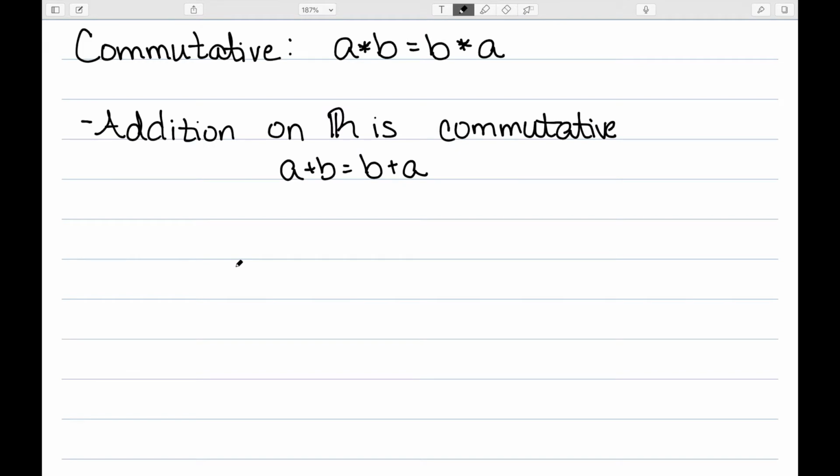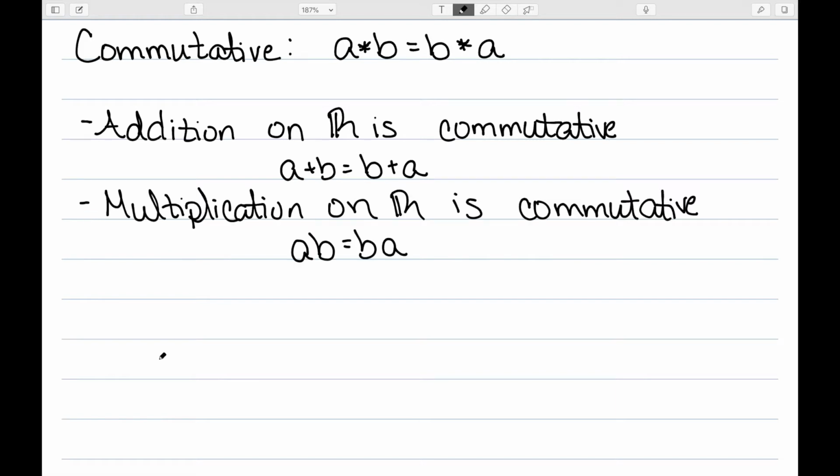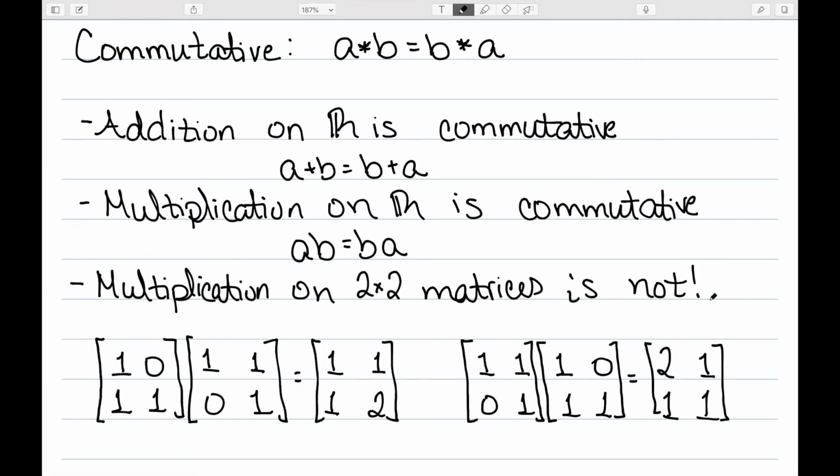Addition on the real numbers is commutative. We know that A plus B is equal to B plus A. Multiplication on the real numbers is commutative. We know that A times B is equal to B times A. However, multiplication on 2 by 2 matrices is not commutative. Here I'm going to multiply these two matrices and I get 1, 1, 1, 2. However, if I switch the order, I get 2, 1, 1, 1, which is not the same thing. So not all operations are commutative, but they can be.